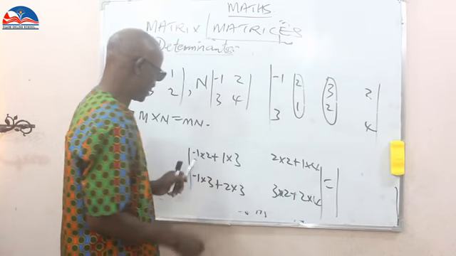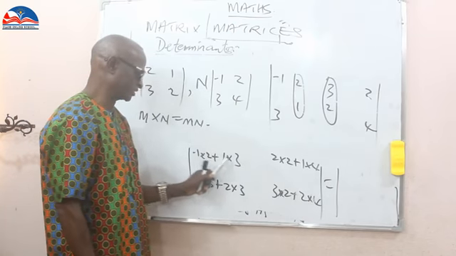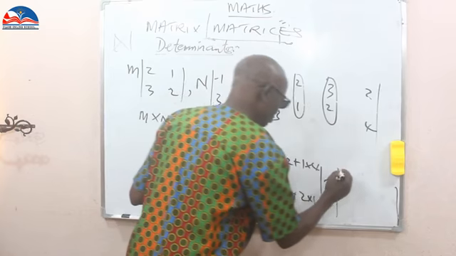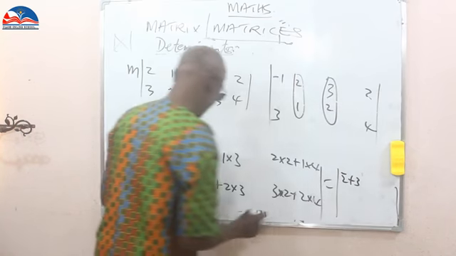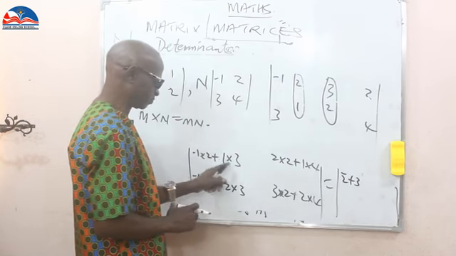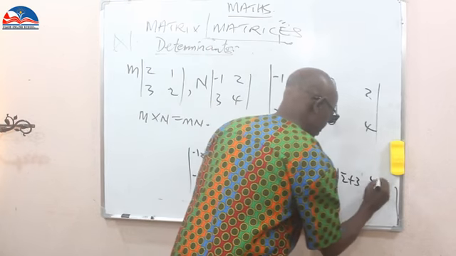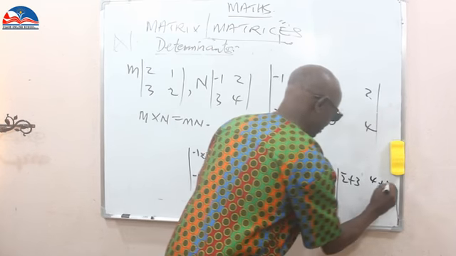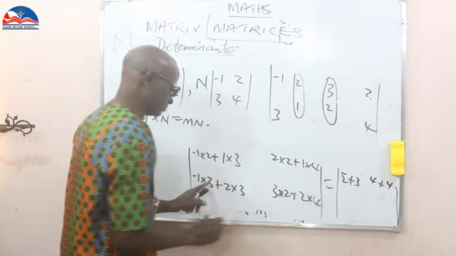Here now, this is minus 2 plus 3. So now I have minus 2 plus 3 here. 1 times minus 1 times minus 2 plus 3. I go 2 times 2, 4, plus 1 times 4, 4. I come down here. This is minus 3.